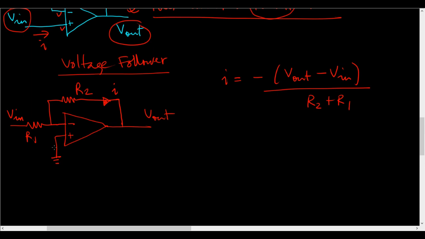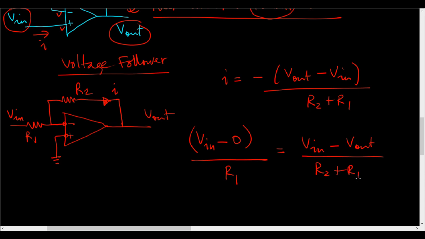Clear, no problem. This is at 0, therefore this point has to be at 0. This means V in minus 0 by R1 is equal to the same current, which means V in minus V out by R2 plus R1. What that means is, this should be easier than it looks, V in times R2 plus R1 by R1 minus V in equals minus V out.